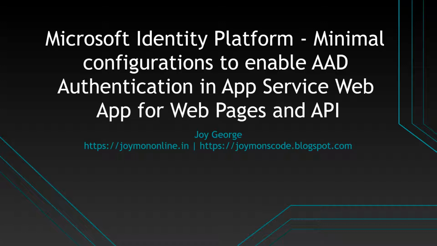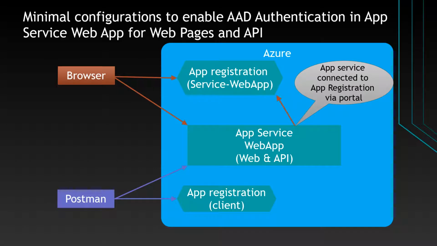Here we'll be securing an App Service web app using Azure AAD. The web application has web pages as well as web APIs. Let us see how the web pages are accessed from the browser, as well as how the APIs are accessed from Postman. This is a high-level representation of what we are going to achieve.